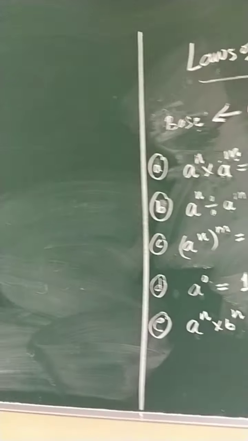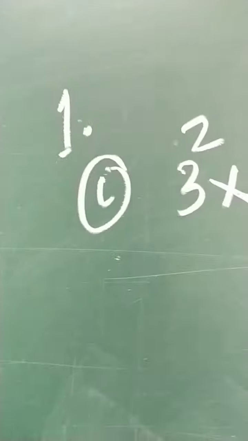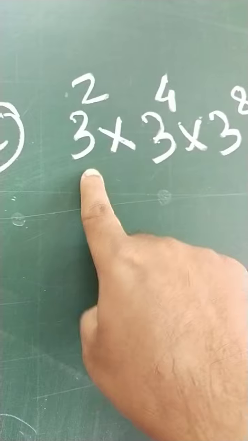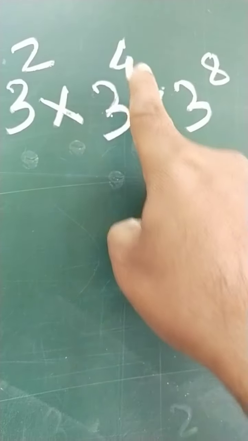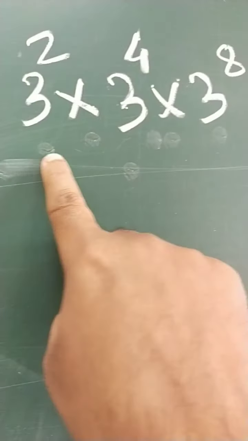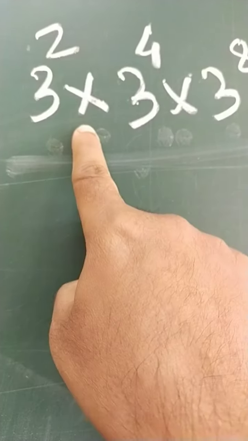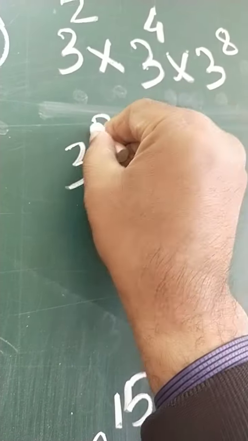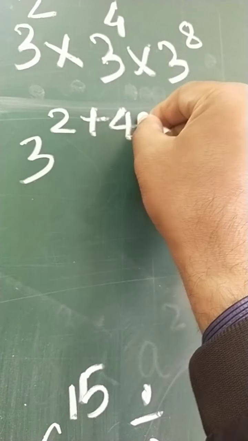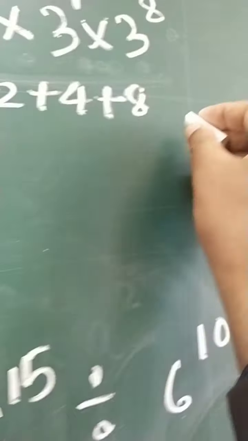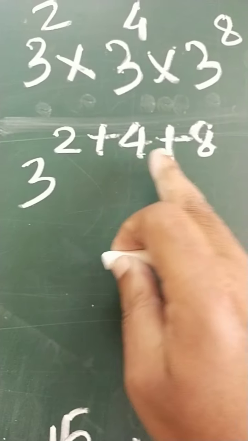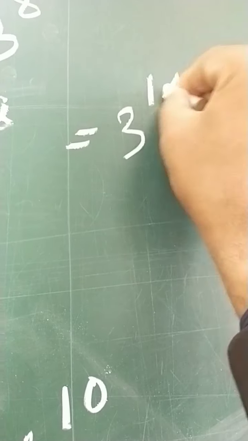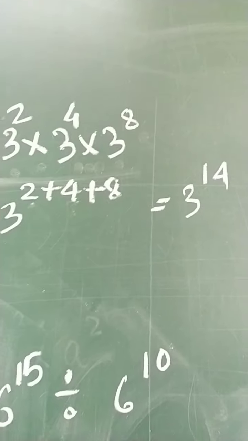So let's move on to the first sum of exercise 13.2. Now as you see, sum number 1 of question number 1 is 3 square into 3 to the power 4 into 3 to the power 8. These all are carrying the same base and there is a multiplication sign in between, so we have to add the powers. So it looks like 2 plus 4 plus 8. So your required answer would be what? 3 to the power... 4 plus 8 is what? 12. 12 plus 2 is what? 14. So it is your required answer, 3 to the power 14.